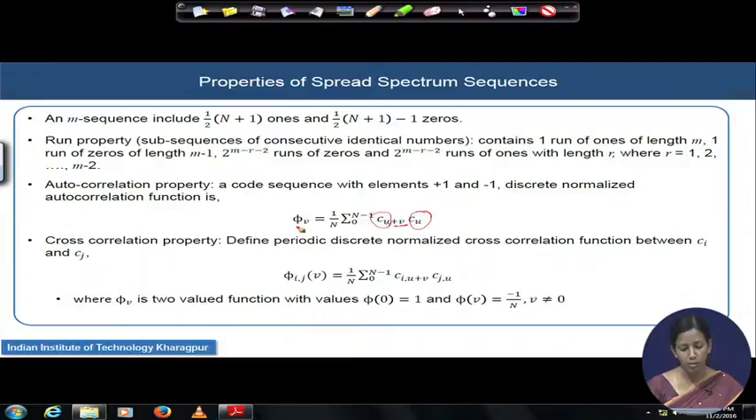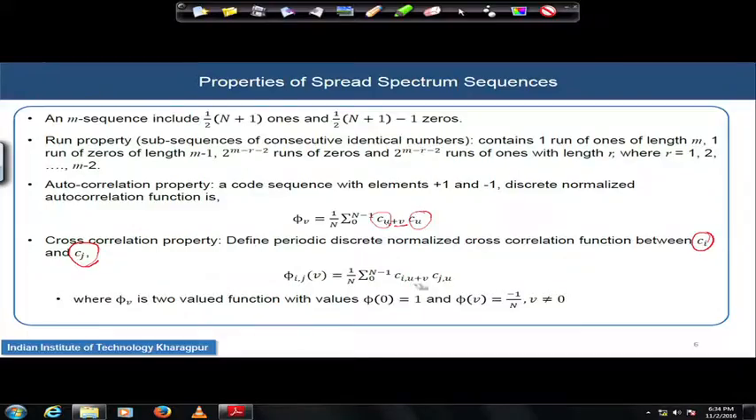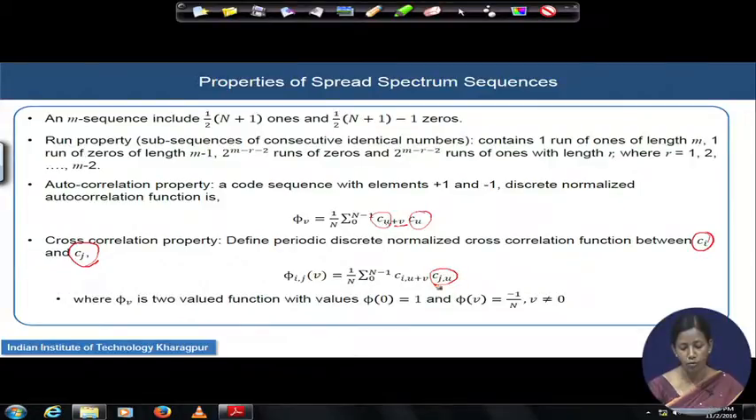The cross correlation property is defined by this periodic discrete normalized cross correlation function, where we are taking two different sets of ML sequences and trying to find out how much they are related, how much matching is possible between them. So, we keep one sequence Cj, and another one is Ci with respect to u, which has another shift or delay of nu, and we are considering that both of them have at least the same length, equal to capital N.